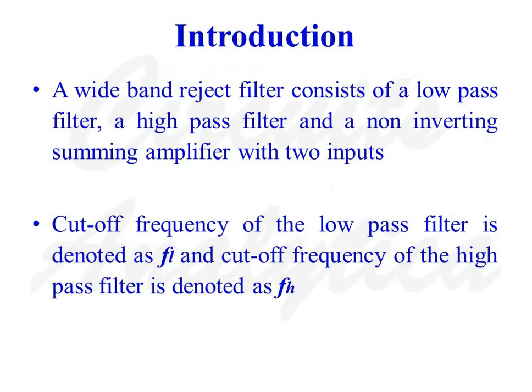A wide band reject filter consists of a low pass filter, a high pass filter, and a non-inverting summing amplifier with two inputs. Cutoff frequency of the low pass filter is denoted as FL, and cutoff frequency of the high pass filter is denoted as FH.